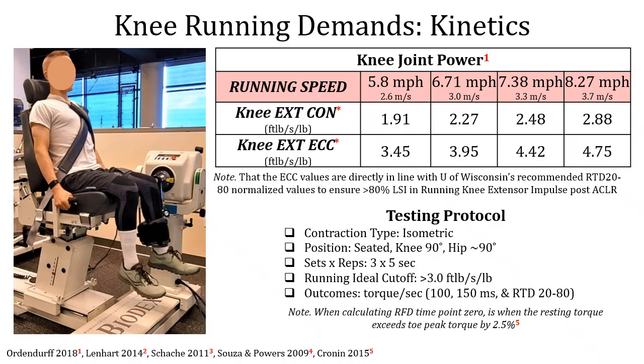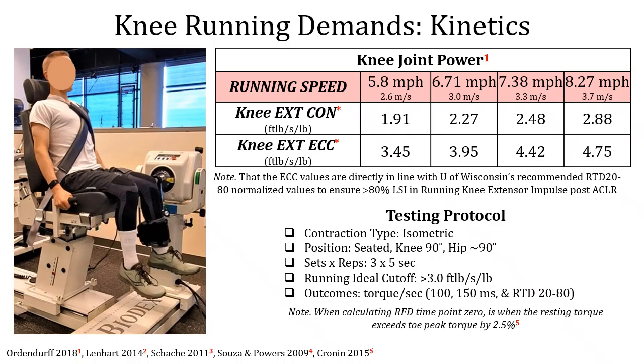And to ensure that 80% LSI in running knee extensor impulse post ACLR, we are using that diagnosis as well as the knee criteria as exemplars that can be extrapolated to other diagnoses and other joints, which we will do here in a moment. So the testing criteria: often I find that knee extension rate of force development is something that's not commonly tested, and the industry criteria would otherwise suggest or reinforce that.